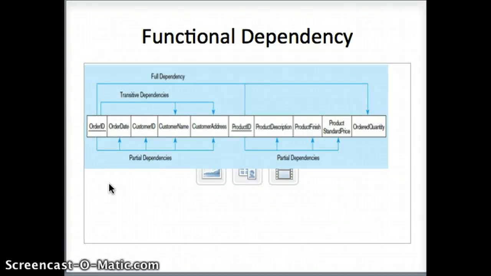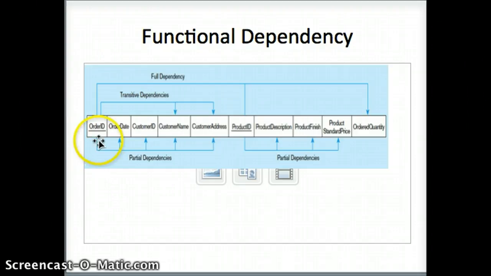Functional dependency is a constraint between two attributes in which the value of one attribute is determined by the value of another attribute. Partial functional dependency is a functional dependency in which one or more non-key attributes are functionally dependent on part but not all of the primary key. Transitive dependency is a functional dependency between the primary key and one or more non-key attributes that are dependent on the primary key via another non-key attribute.